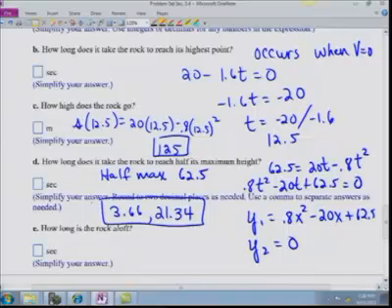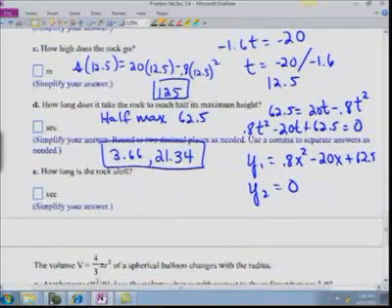All right. So we're getting the idea how to use this. What's the last question? How long is the rock aloft? What does that mean? How long is it in the air? Well, what did we say? It's on the ground when? So we've got to set that position thing equal to 0 and solve it. There's 2 times. That second time is how long it stayed in the air. So take that original thing and set it equal to 0.